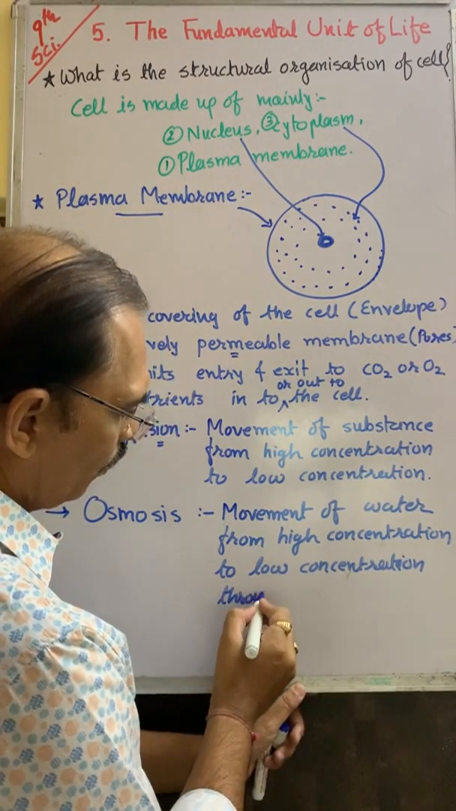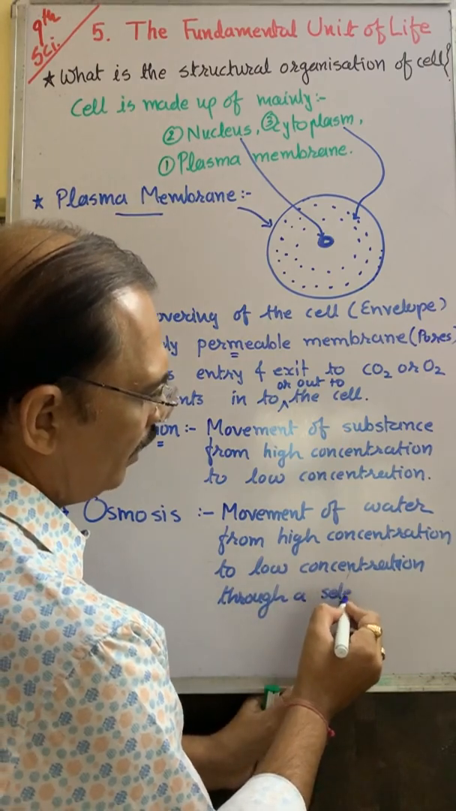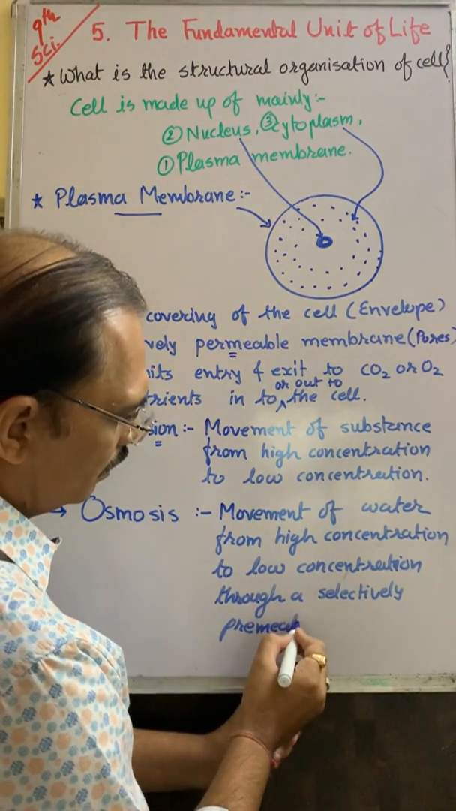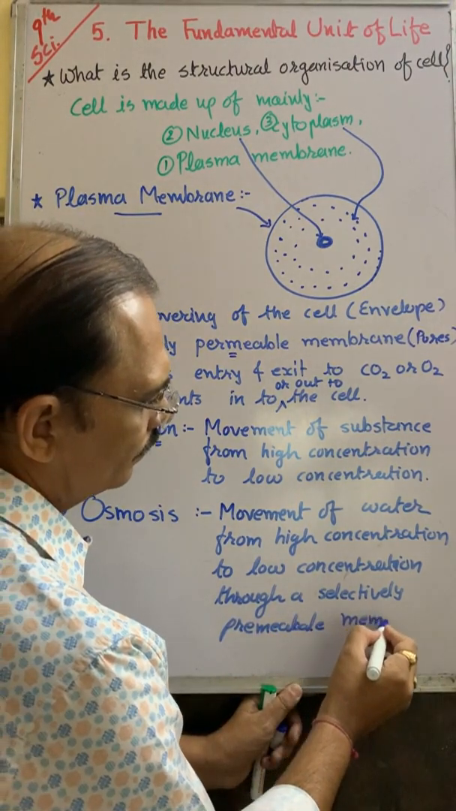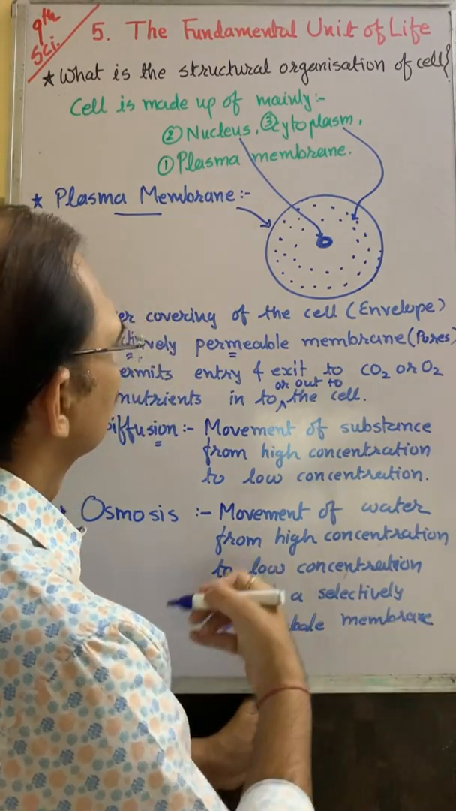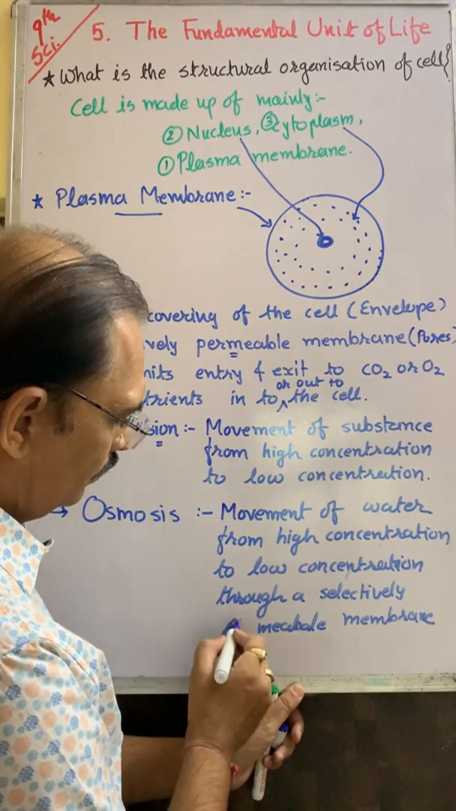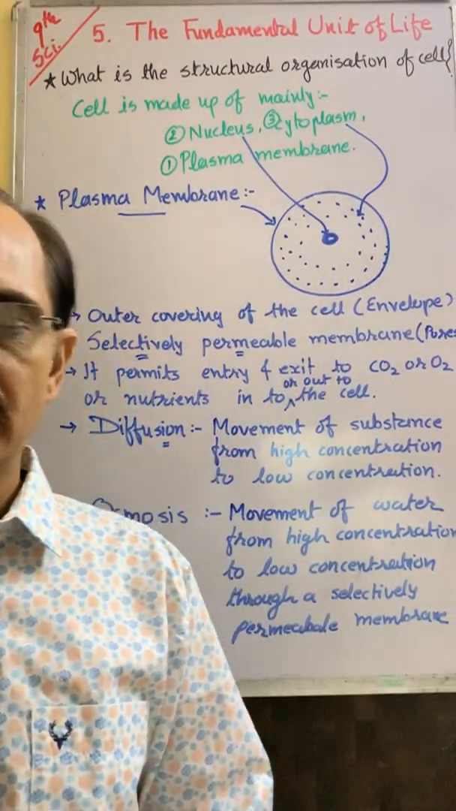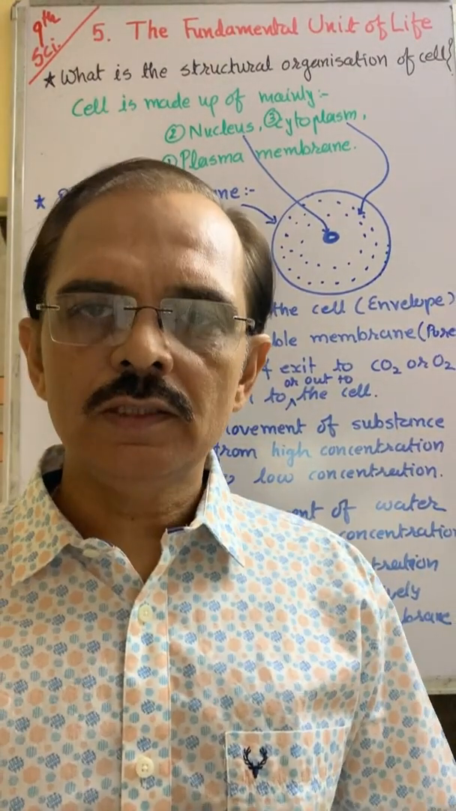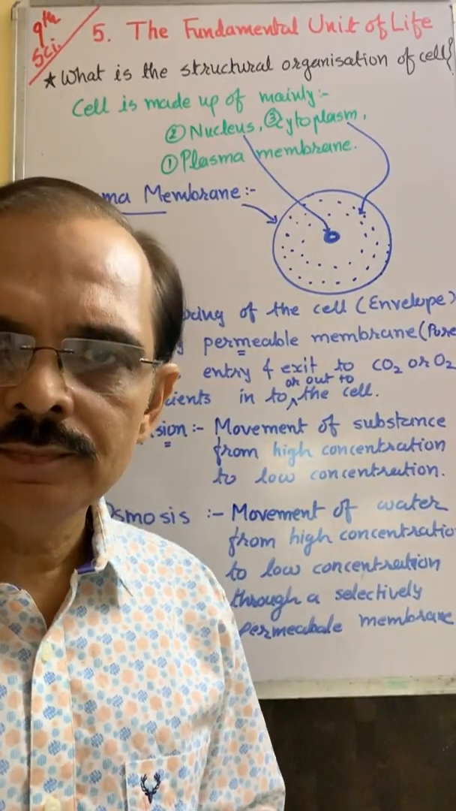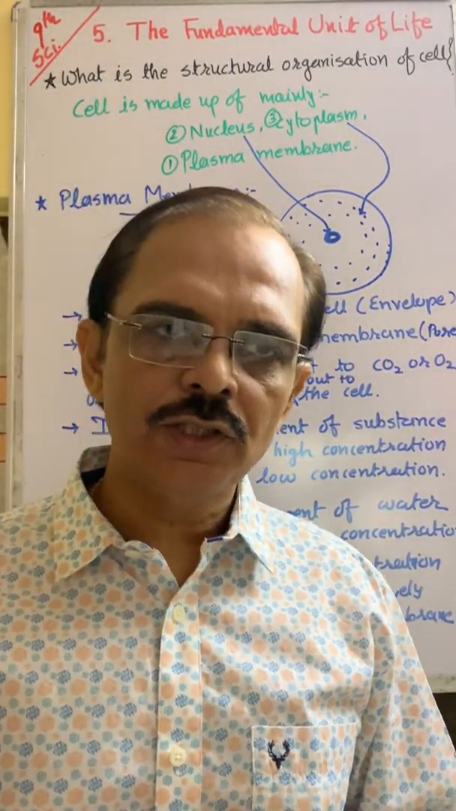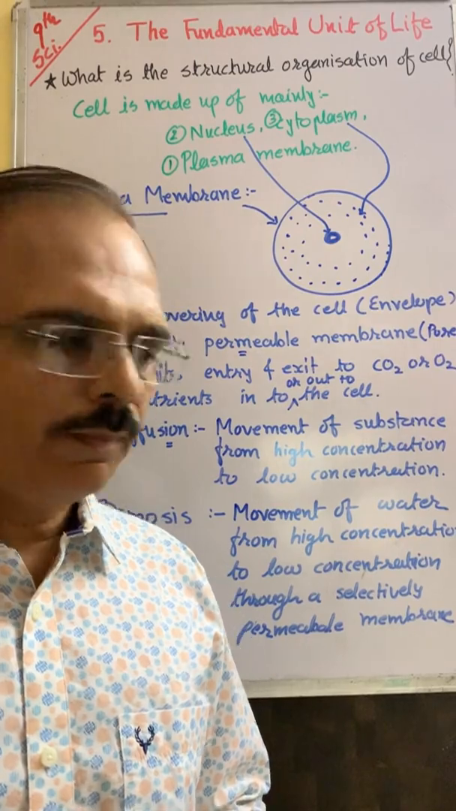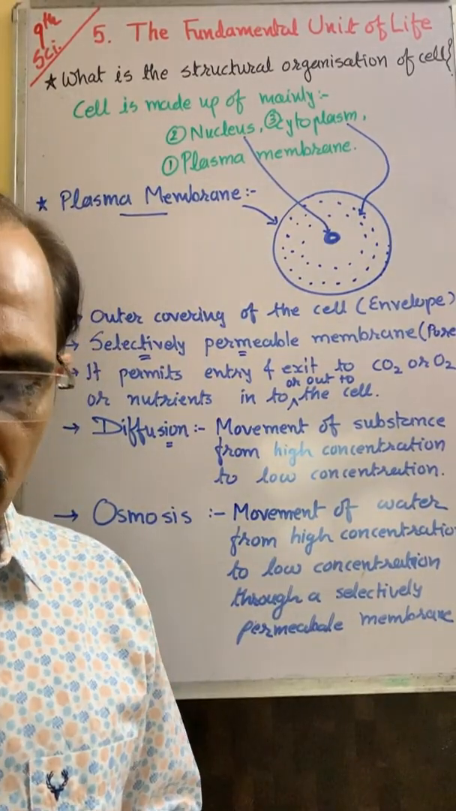Through a selectively permeable membrane. That is called osmosis. The content is the same, high concentration to low concentration, but the word osmosis is used only for water. Diffusion is used for substances, like minerals in plants, and osmosis is only for water.